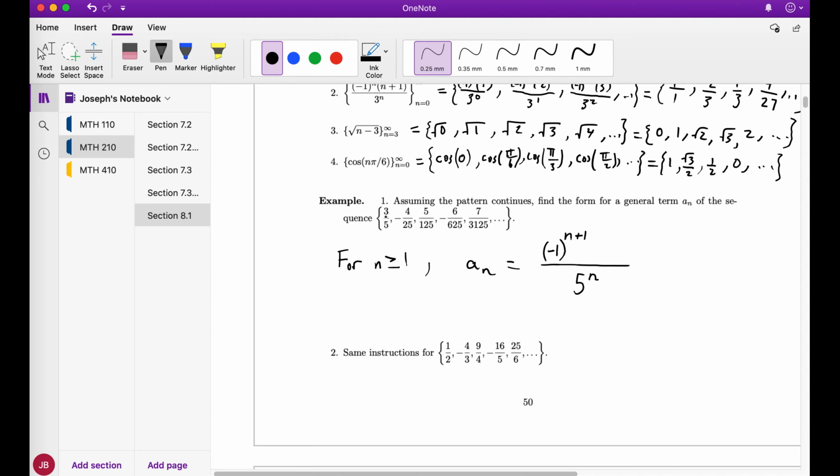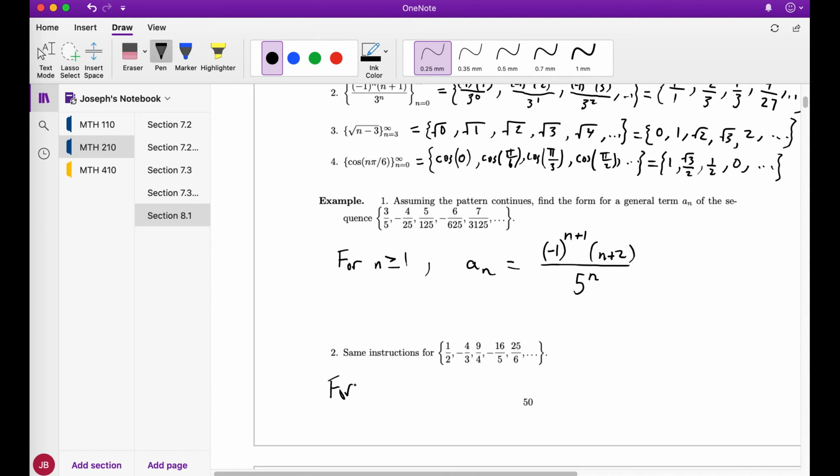And now you'll notice in the numerator, I'm always getting 2 more than my index, which is n in this case. So I think it's going to be n plus 2, right? And then just make sure, if n is 3, then I get negative 1 to the fourth, which is just positive 1. 3 plus 2 is 5. Over 5 cubed is 125. So it works.